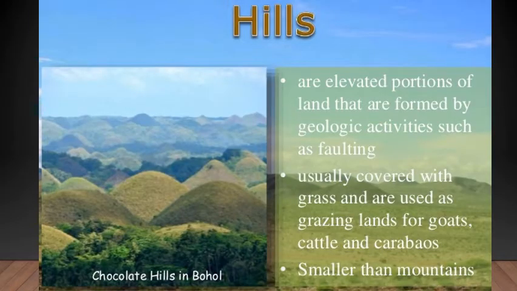Next we have hills. The famous hill in the Philippines is the Chocolate Hills in Bohol. Hills are elevated portions of the land that are formed by geologic activities such as faulting, usually covered with grass, and are used as grazing lands for goats, cattle, and carabaos. And they are smaller than mountains.